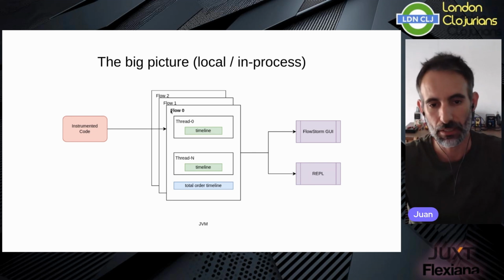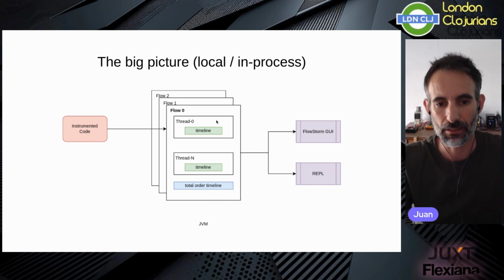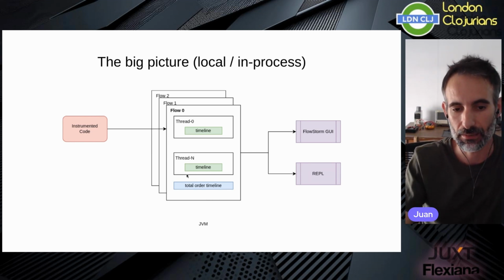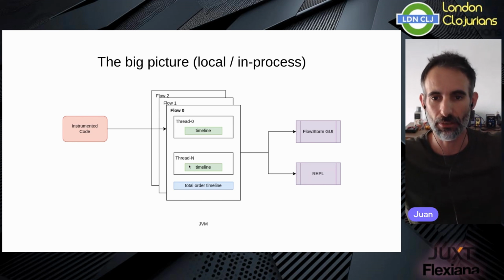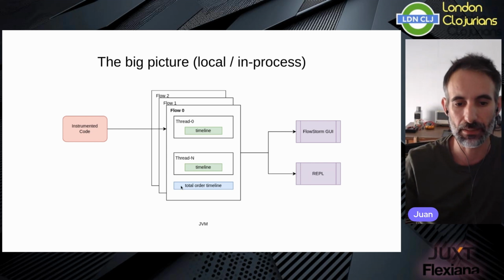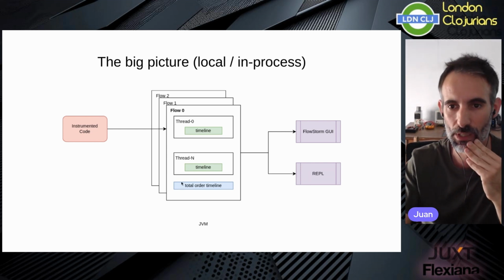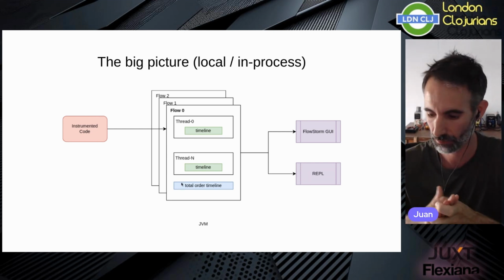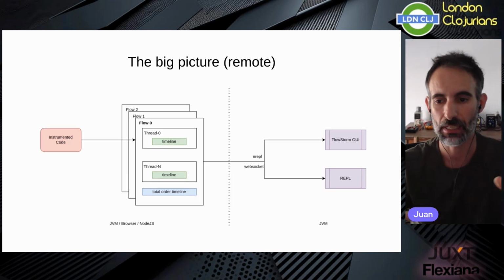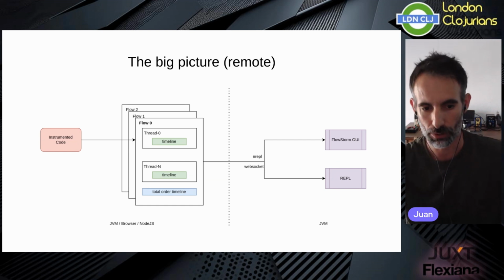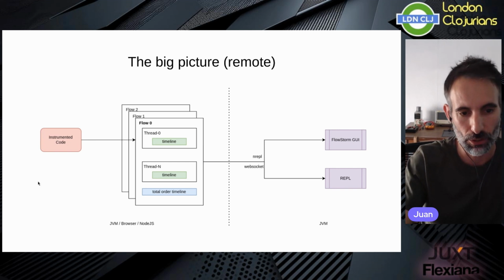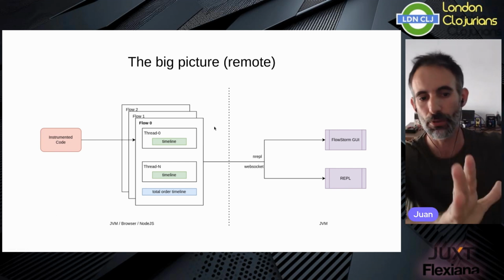We organize the recordings in flows, and they are composed of 1 timeline per thread. These timelines are basically arrays; you can think of them as arrays of events. And then we have this total order timeline here, which is how the timelines interleave. Okay. It can also work in remote mode, which means that you are going to have your instrumented code and your recordings, all this stuff, in one process.